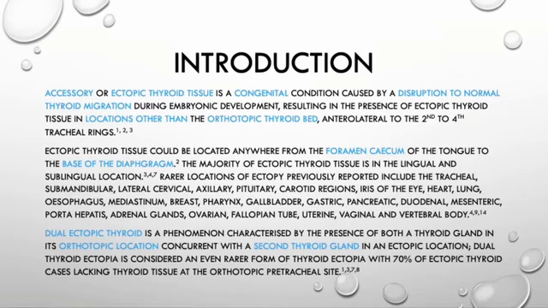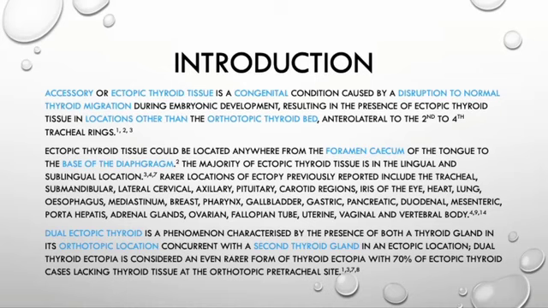So, just a brief introduction. Accessory, also known as ectopic thyroid tissue, is a congenital condition caused by disruption to normal thyroid migration, which occurs during embryonic development, resulting in the presence of ectopic thyroid tissue in locations other than the orthotopic thyroid bed, which is located anterolateral to the second to fourth tracheal rings.